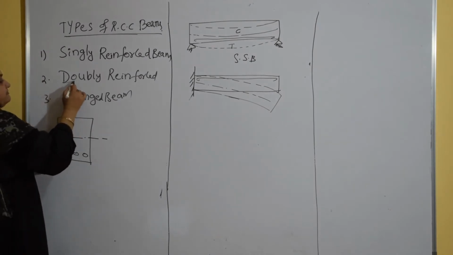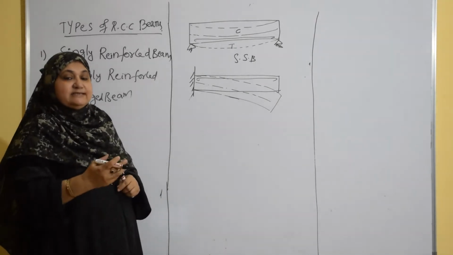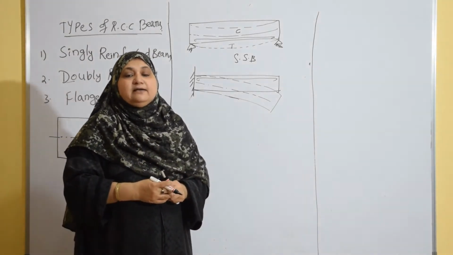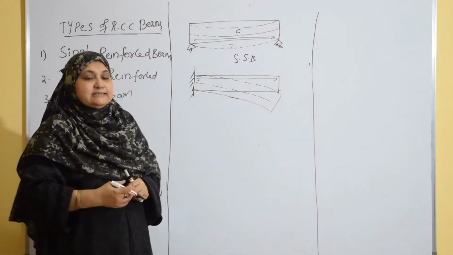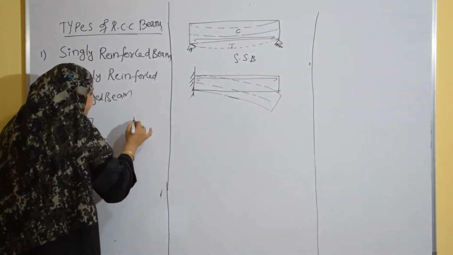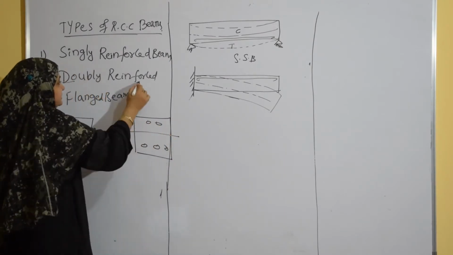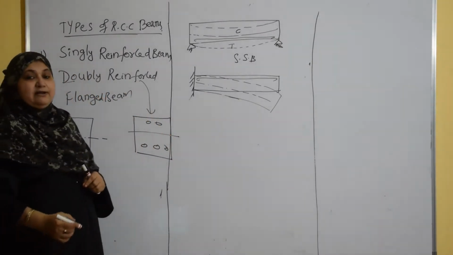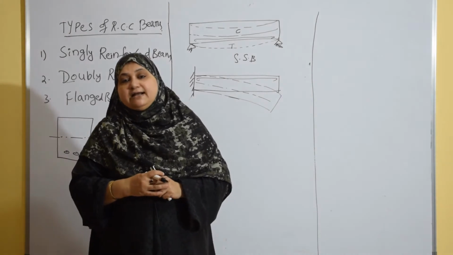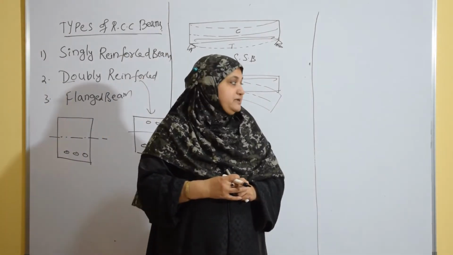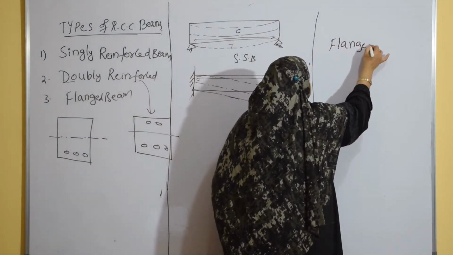Now coming to doubly reinforced beam. Sometimes the situation demands. What is that situation? We will see in the coming videos. Maybe the external bending moment will be more than the moment of resistance. In such cases, we have to provide steel even in the compression zone. Such beams are called doubly reinforced beams. We will learn it in detail. Just remember the definition. When the steel is provided both in compression and tension zone, it is called a doubly reinforced beam. Now coming to the third type of beam, that is flanged beams.